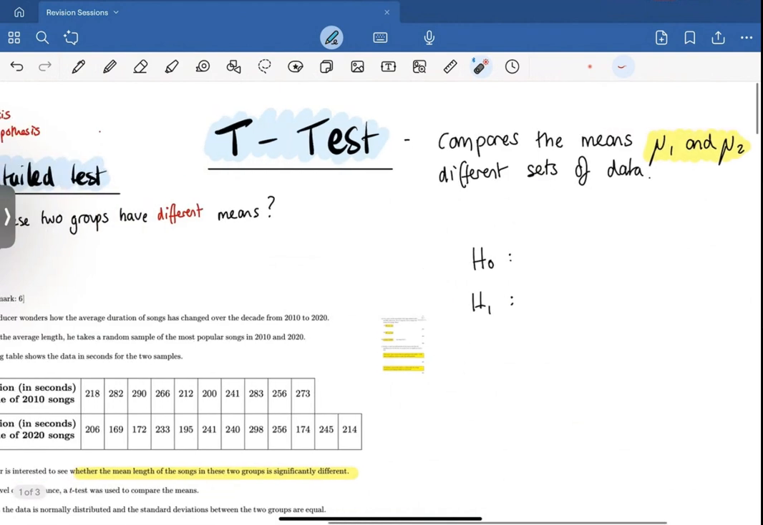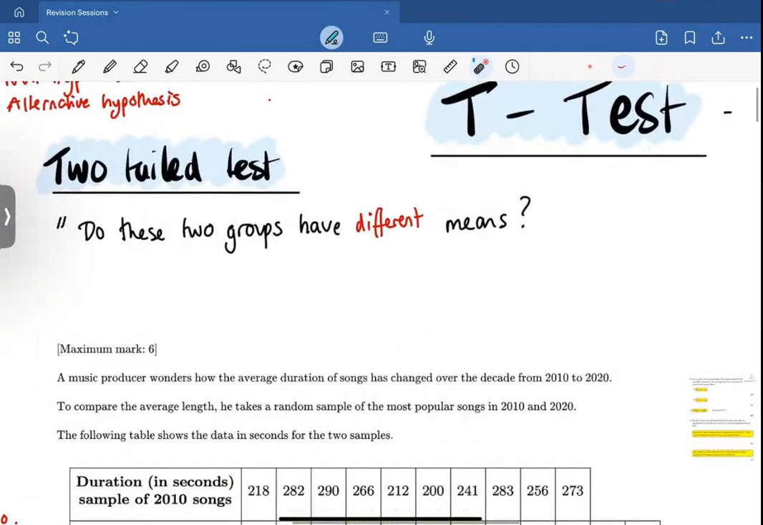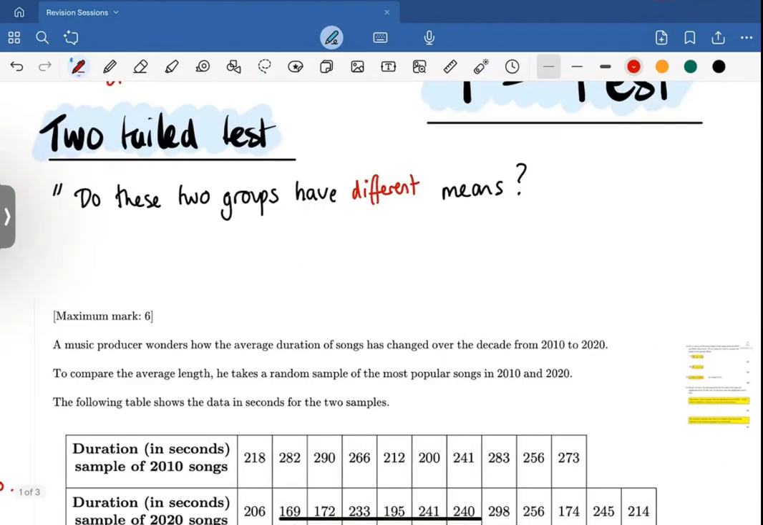So we're going to go through. We're going to start off with the two-tailed test. Now, for the two-tailed test, it's called two-tailed because we just want to see if the 2 sets of data have different means. We're not interested in looking at whether one mean is more than the other or whether one mean is less than the other. We just want to see if there's any significant difference between the 2 different means.